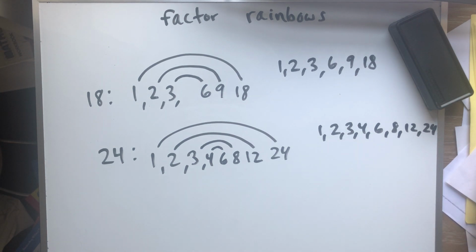Please check the math description on the homework for what you're going to be doing. It's going to be factor rainbows, and you're going to be doing all of those numbers on a piece of paper.